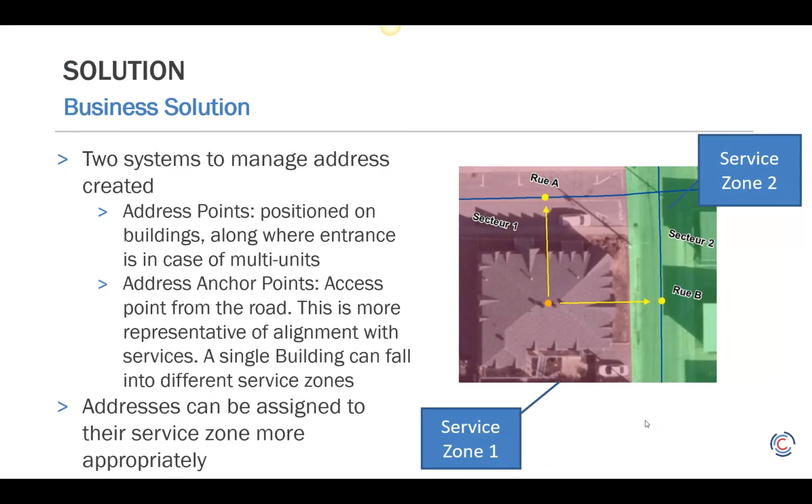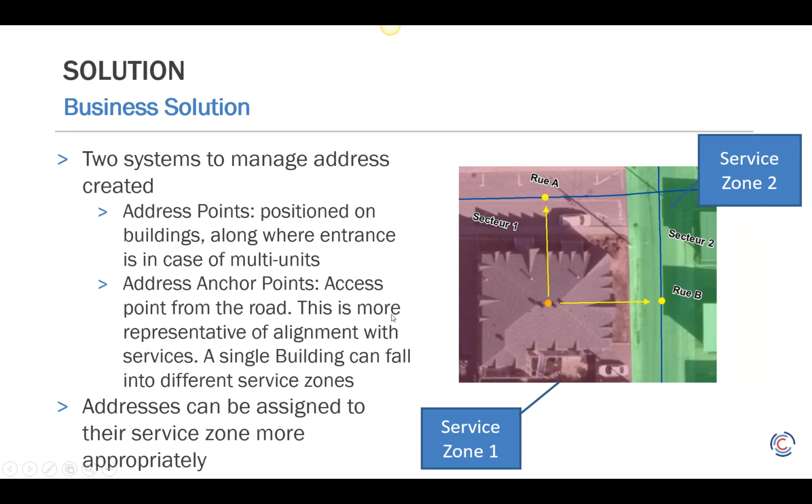One of the challenges they had is that they have cases of buildings with two addresses associated with the building, but one is on road A over here and one is on road B over here. The problem is that the address on road A is in service zone 1 and the address on road B is in service zone 2. However, if I use the address point on the building to associate the service zone, I won't pick up that address B belongs in sector 2.